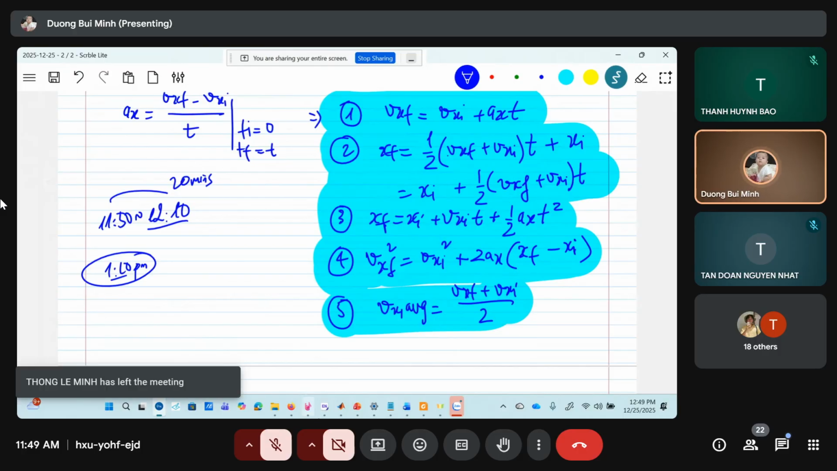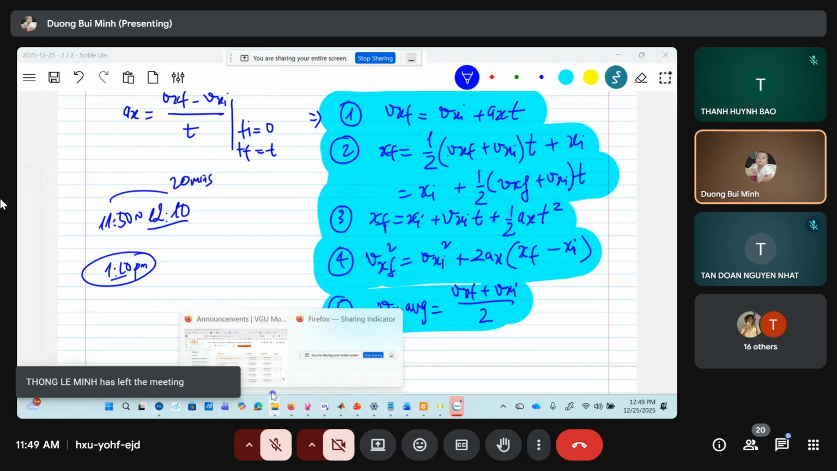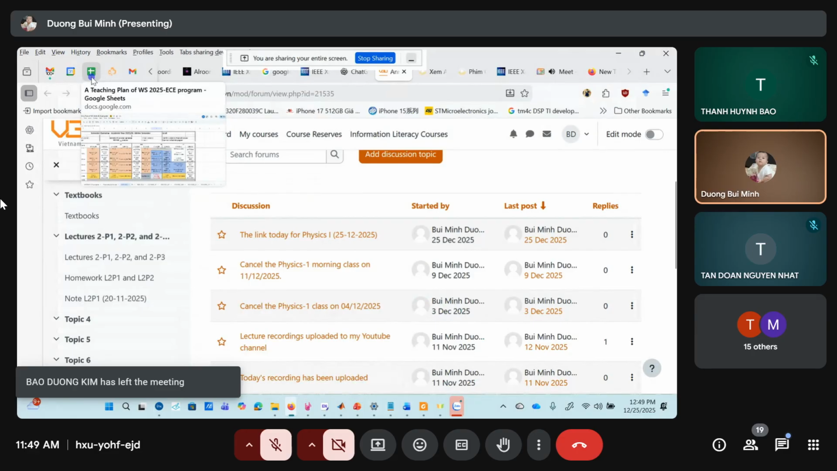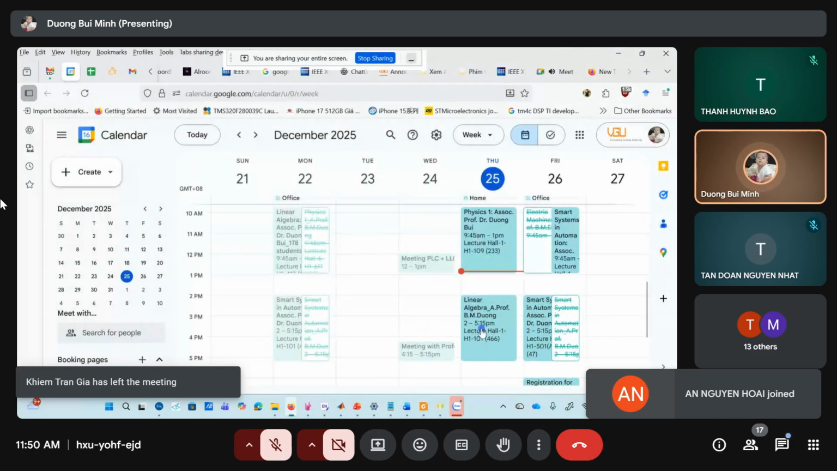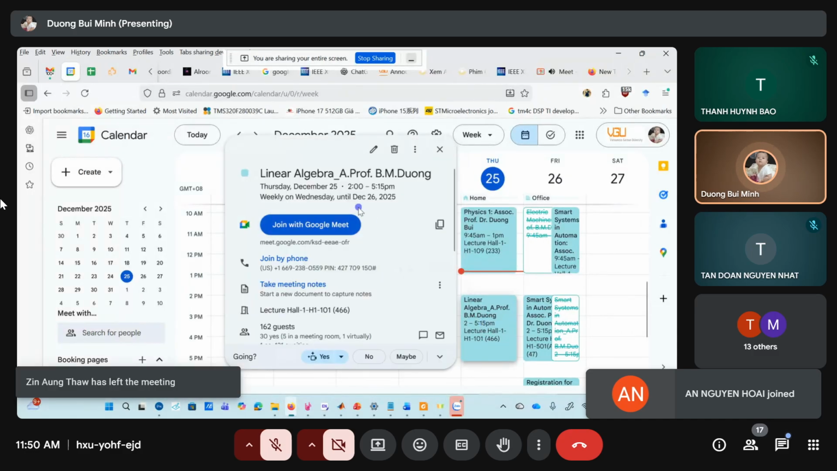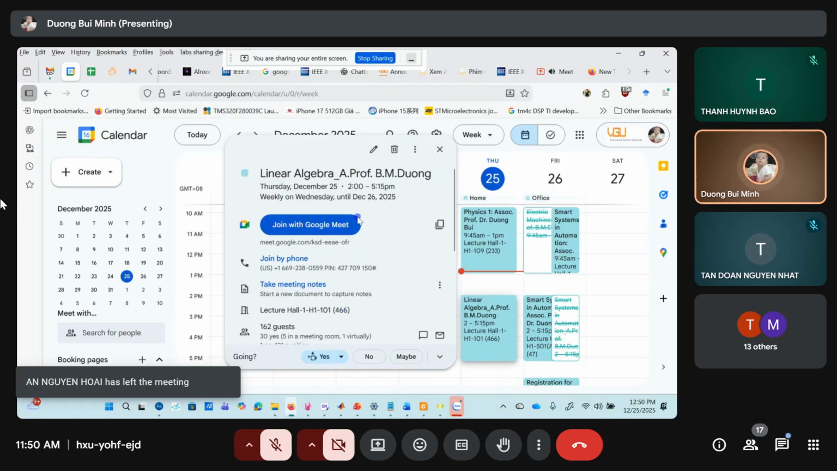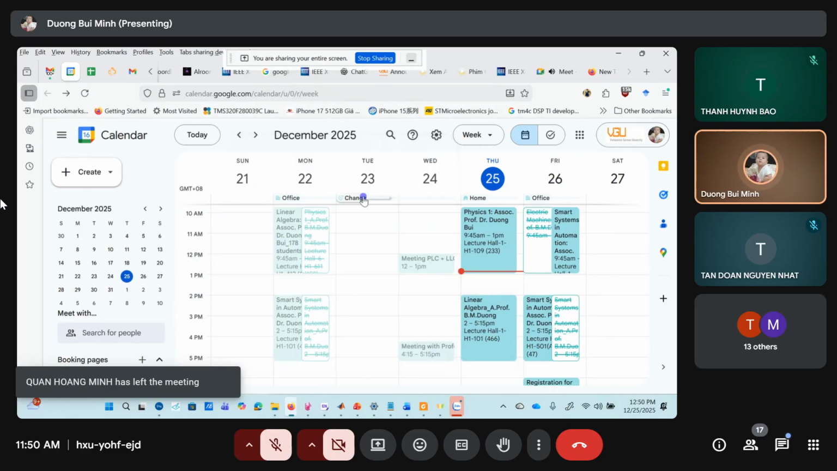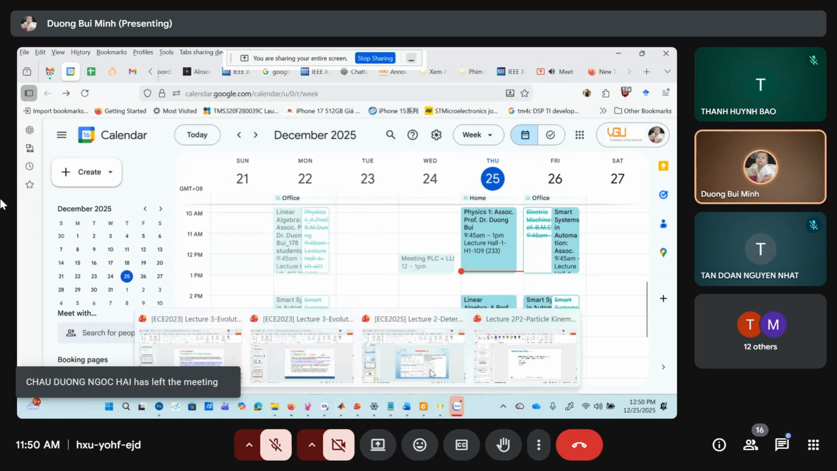Remember that in the afternoon we study in room 466, and we also have the link. You can choose Google Meet. So in the afternoon you can join, using this Google link, or the link we used before. No problem. Goodbye.